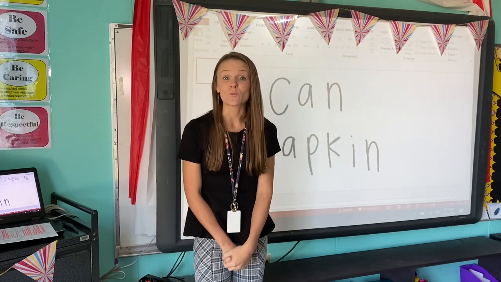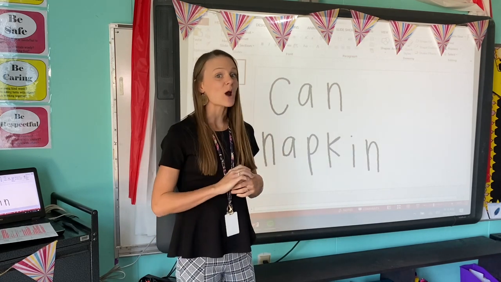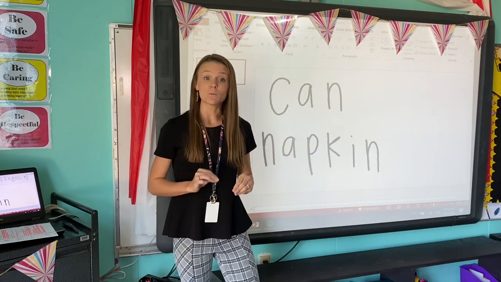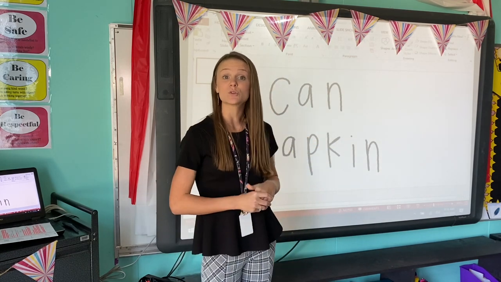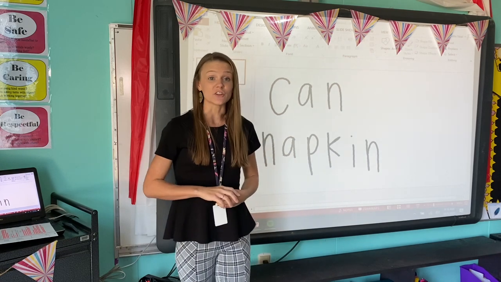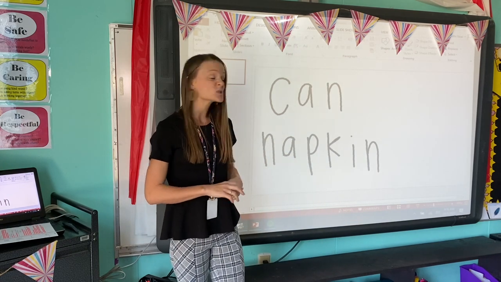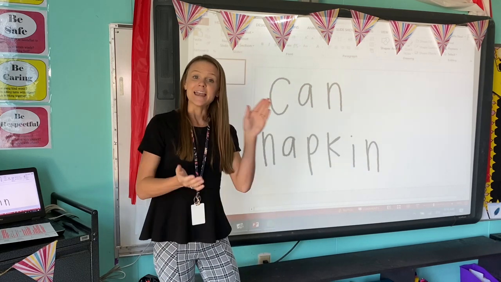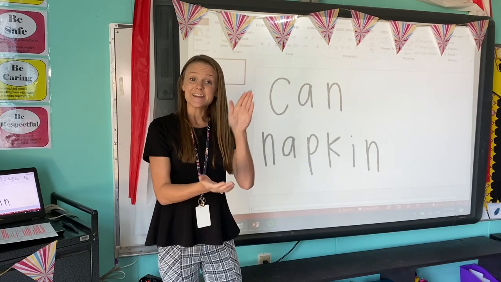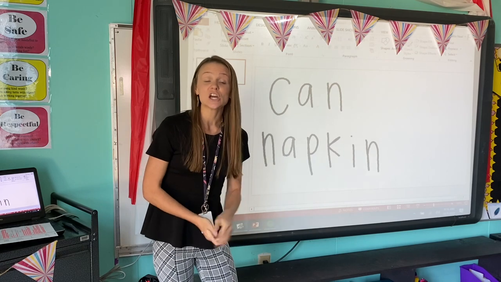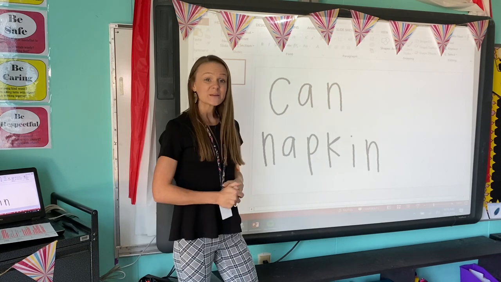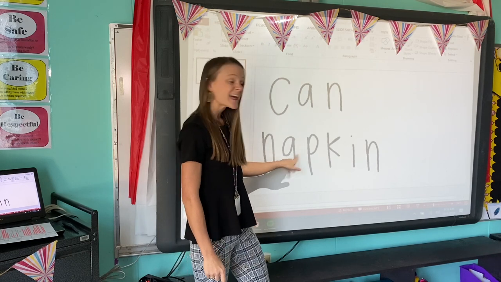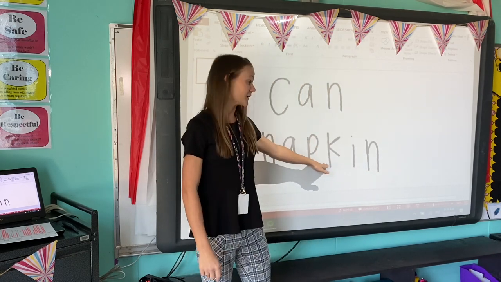So today, we're learning something special about words that have more than one vowel. Anytime we add a second vowel to the word, it adds another syllable. So this word is napkin. Clap that word with me. Napkin. Napkin has two syllables. That's right. Because the first part of its word has a vowel, and the second part of this word has a vowel.